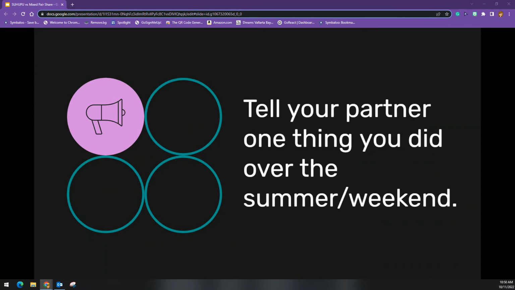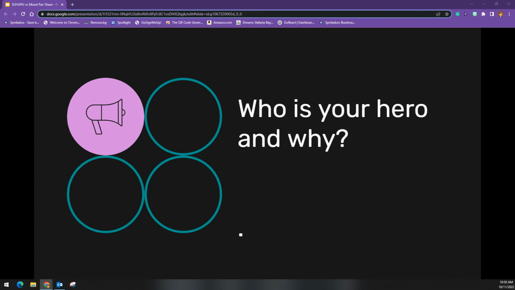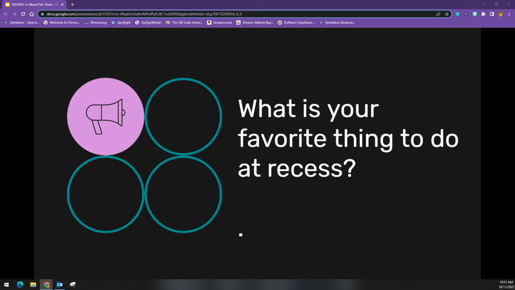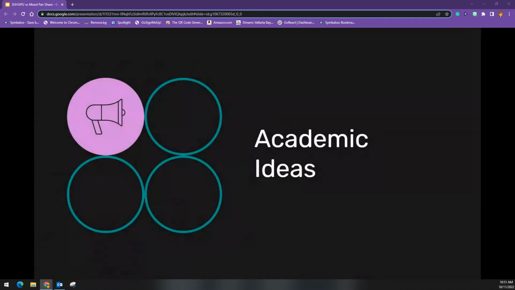Class building ideas. Tell your partner one thing you did over the summer or over the weekend. So after the teacher plays the music, they find a partner and they share that information. And then the teacher could play the music again and they could share with a new partner. Who is your hero and why? What is your favorite thing to do at recess? Again, this can be just about anything that has a lengthy response and the teacher is controlling the interaction and the number of times that the students share.